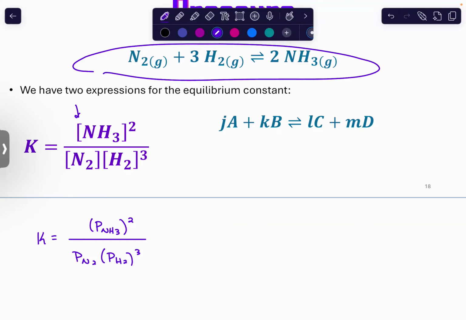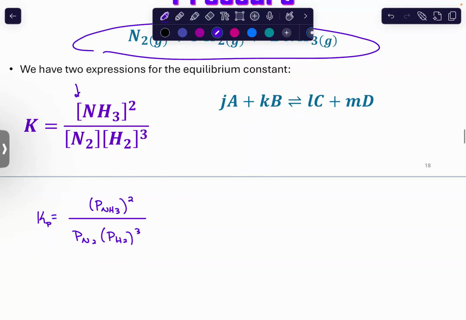And in this, you want to put a little subscript P on it. We do have to have a connection between K and KP. So your K is in terms of concentrations, KP is in terms of pressures. Now you can only use KP if you have a system that's all gases, okay? So we need to ask ourselves, what is going to be the connection between K and KP?